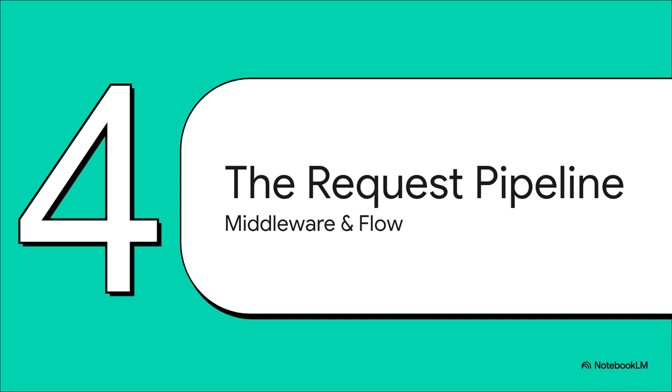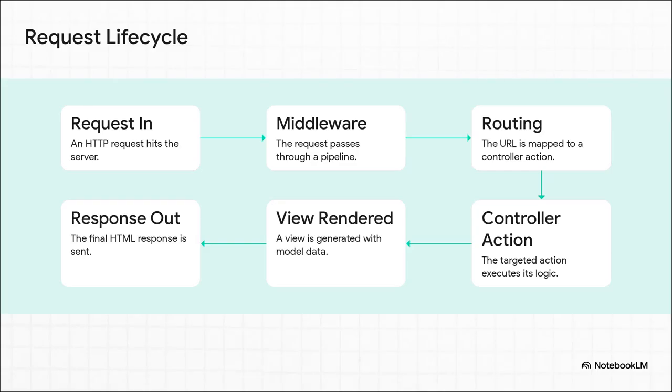Okay, so you've got the architecture down. But what actually happens, second by second, when a user's browser sends a request to your server? We need to talk about the request pipeline. A request doesn't just magically appear at your controller. Nope. It travels down what's called a middleware pipeline. Imagine an assembly line. Each stop on the line is a piece of middleware.